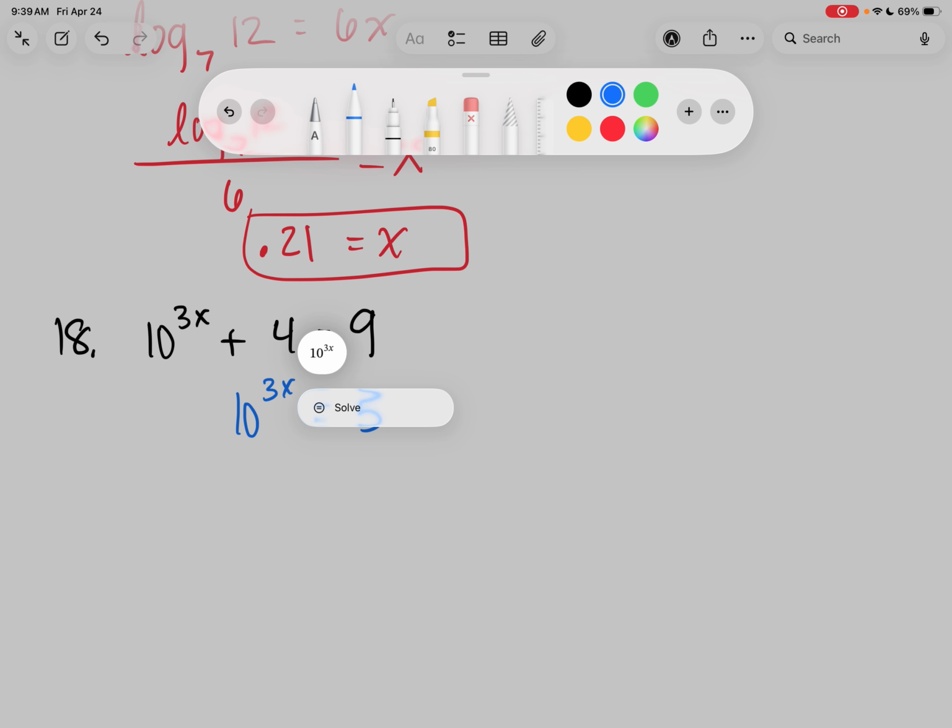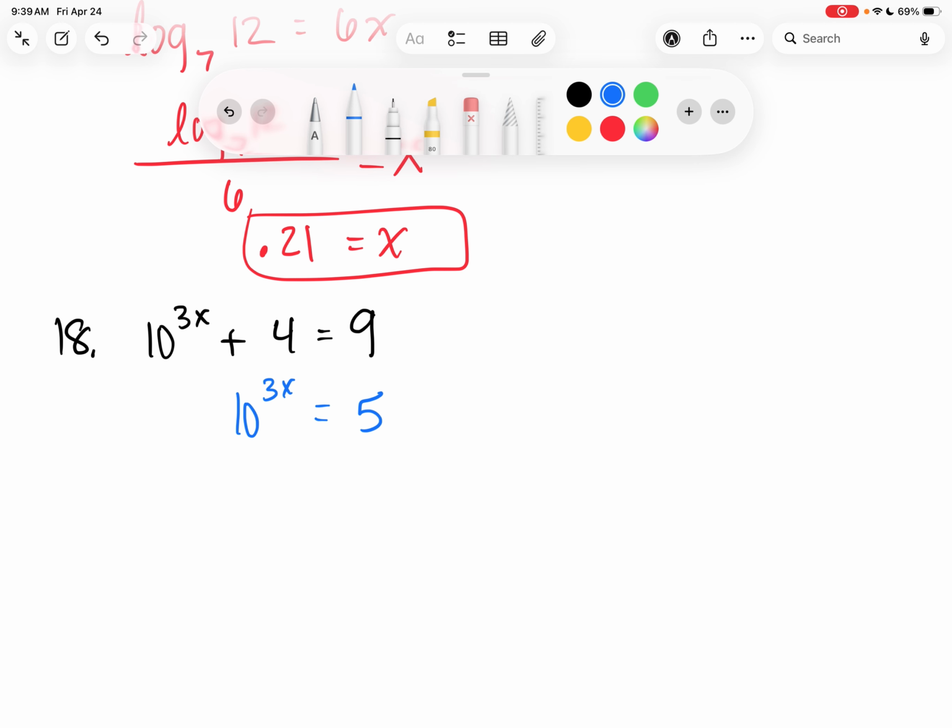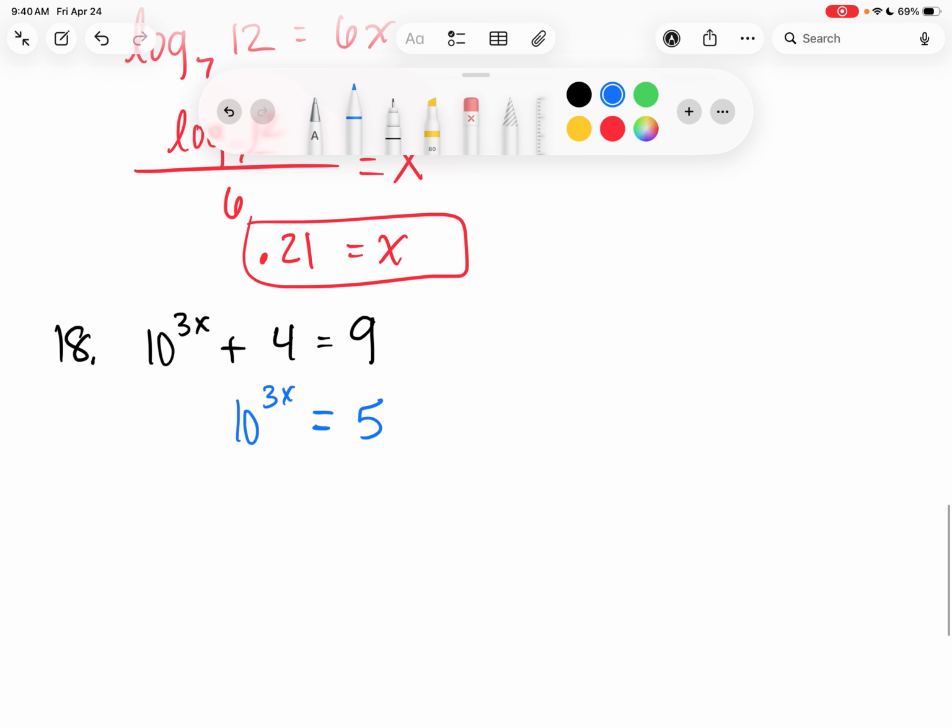I should have hit solve to see what it was going to do to solve 10 to the 3x. I don't know. I'm just intrigued to know.